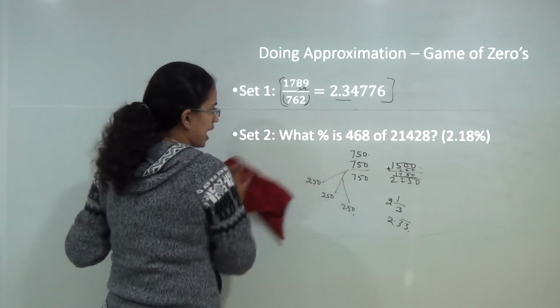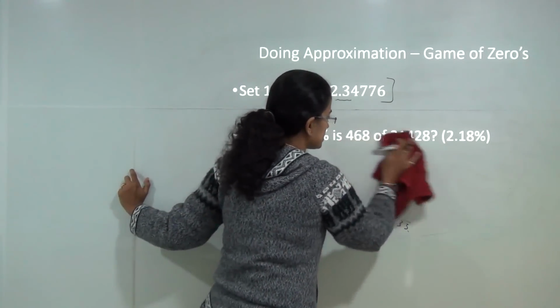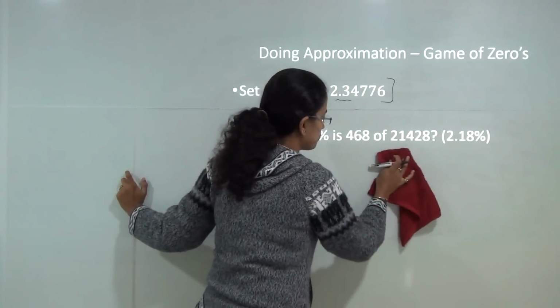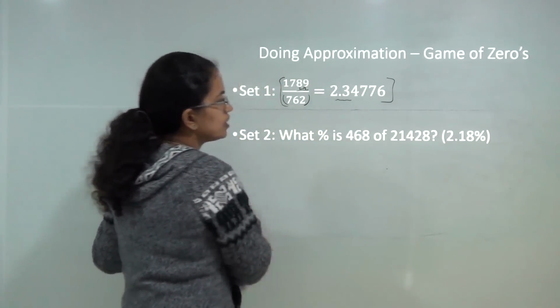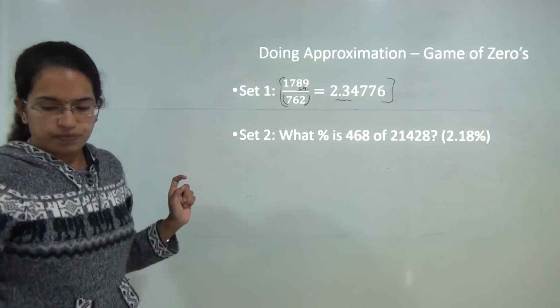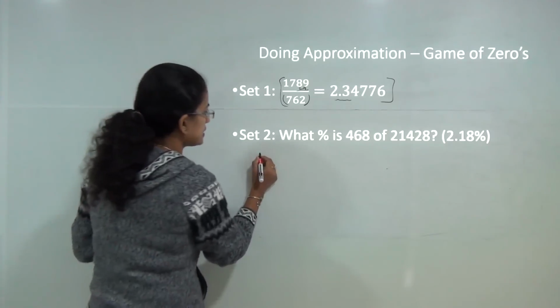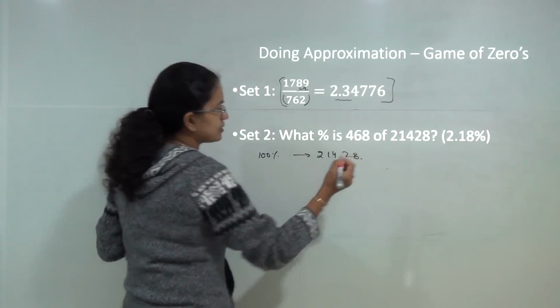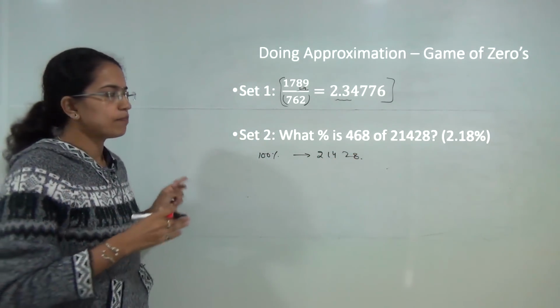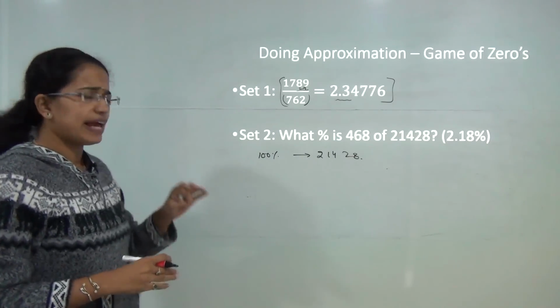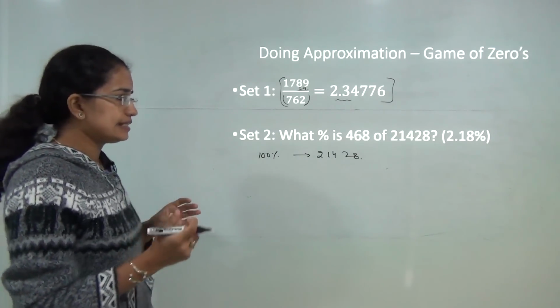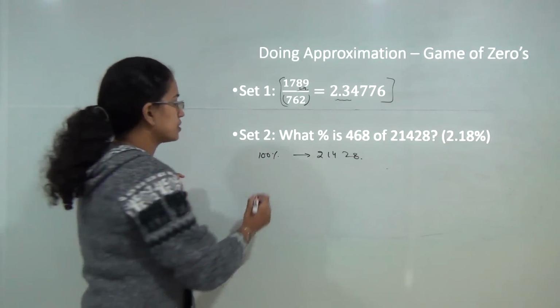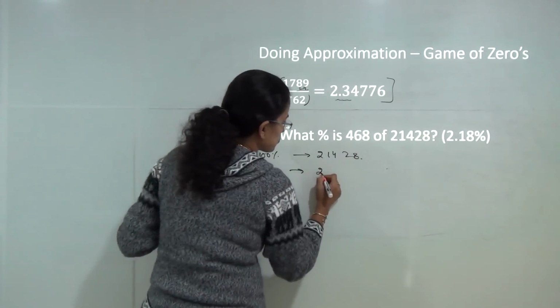Now in the second set, what is the percentage of 468 of 21428? Now if I simply say 100% makes 21428. So as you can see, in most of the questions what I prefer is applying the unitary method. That's the easiest and the fastest way to work around. So 1% would be nearly 214.